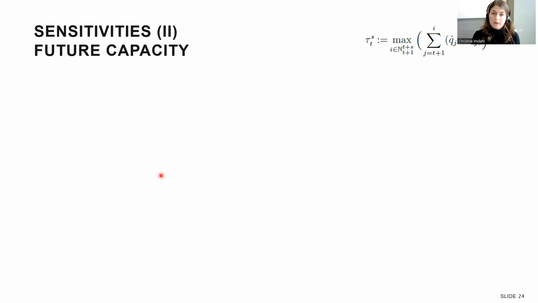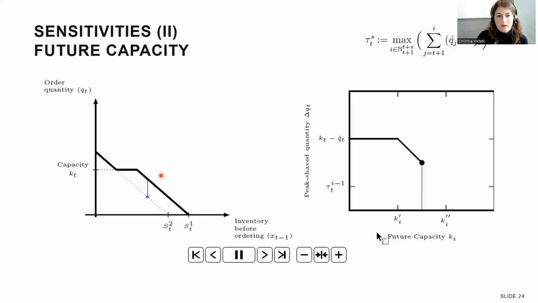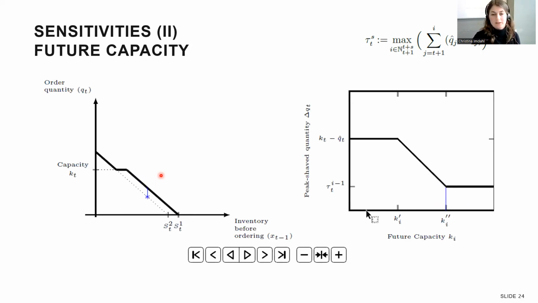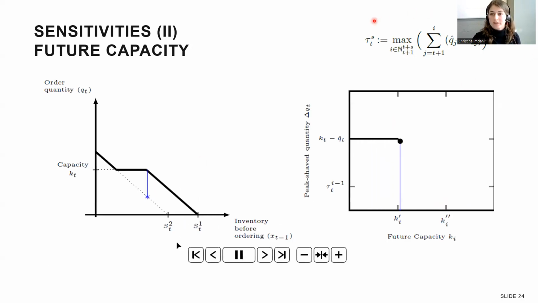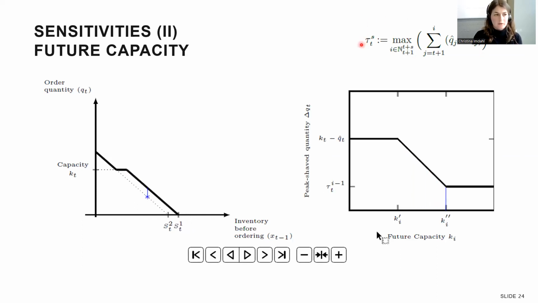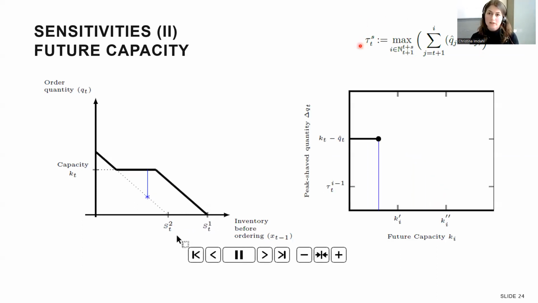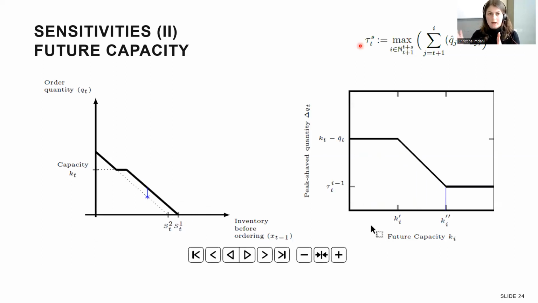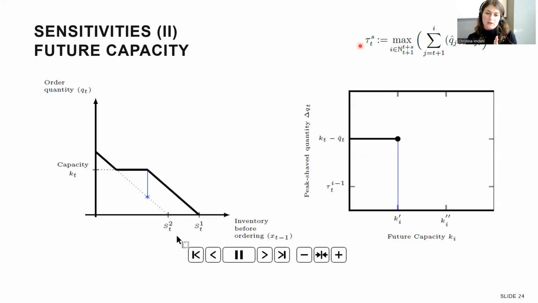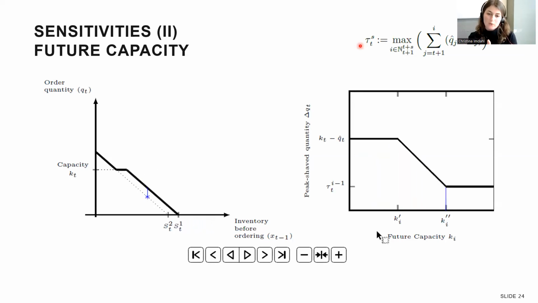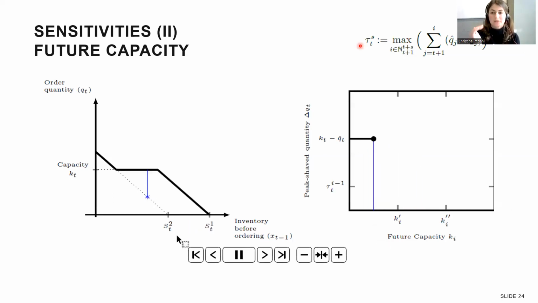And then second, we look at how the system behaves when future capacity is increased. So if future capacity is increased, then this has an impact on the shifting need. Namely, if future capacity increases, then demand that is advanced originally from periods that are even after that period is advanced only to the period where we increase the capacity, and not to the current period anymore.